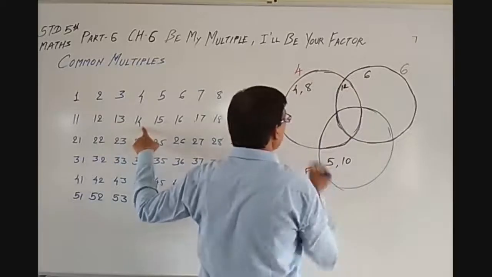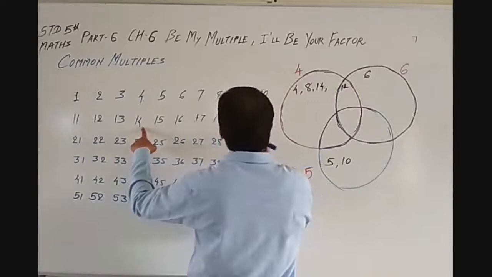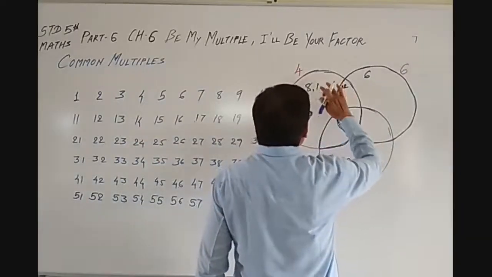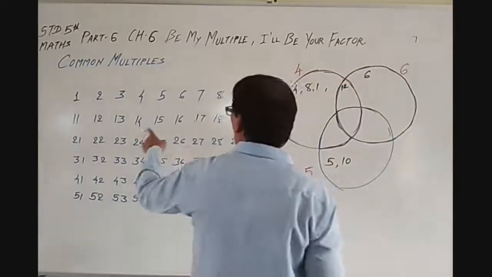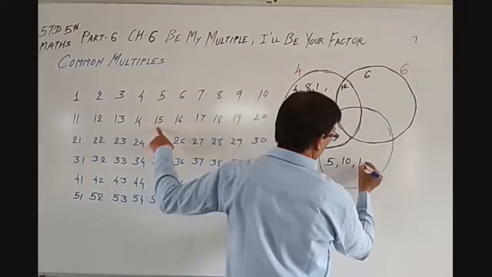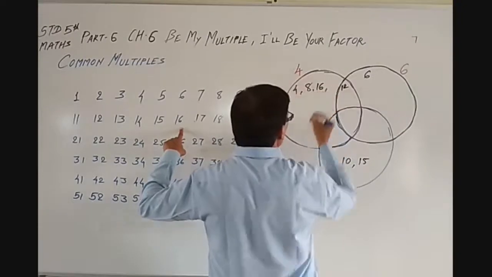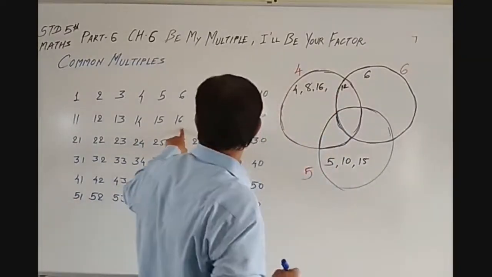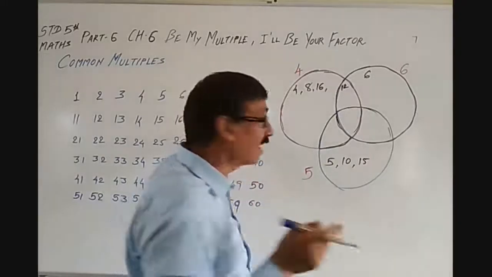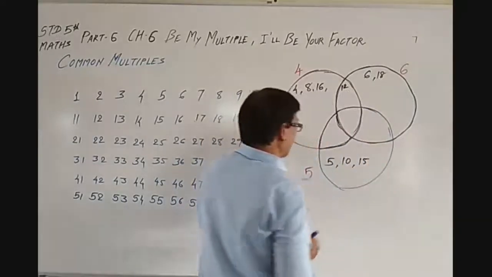13 no. 14, 15. Sorry, these are the multiples of 4. That is why 14, 15, then 15 is a multiple of 5, then 16 is a multiple of 4, isn't it? 4 4s are 16. 17 is not a multiple, but 18. 6 3s are 18. So here I should write 18. 19 no, 20.